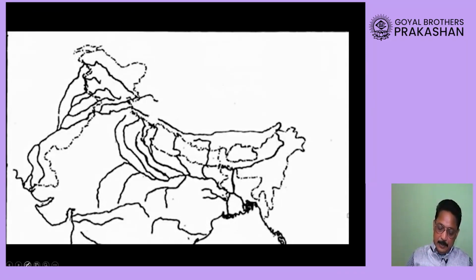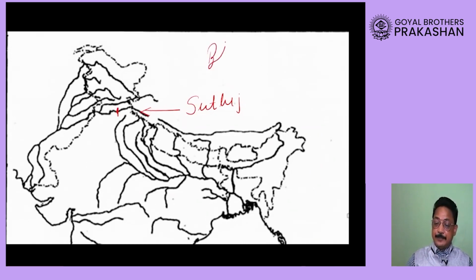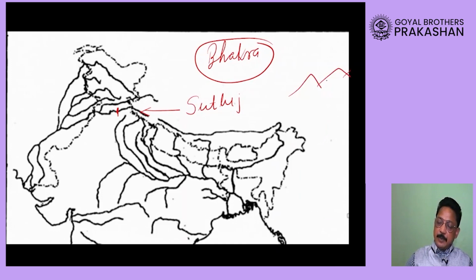Now, look at this map carefully. This river is Satluj. This river Satluj has a dam over here. The name of this place is Bhakra. This Bhakra Dam is in Himachal Pradesh, which is a mountain area. So when the river flows down from this Himachal Pradesh mountain, dear students, it will come to Punjab.